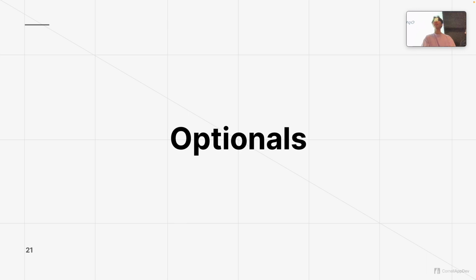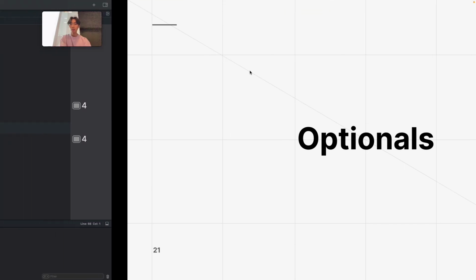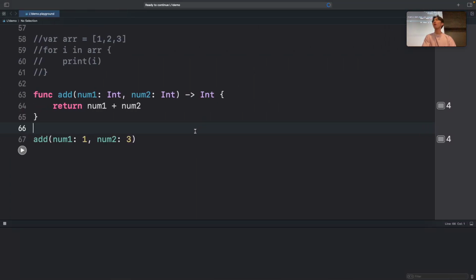Okay, all right, so we're going to have to go a bit over time because optionals are one of the most important things you will learn. So we're going to spend a little bit more time on this. Essentially, an optional is a type that can hold this thing called nil, which basically means no value.